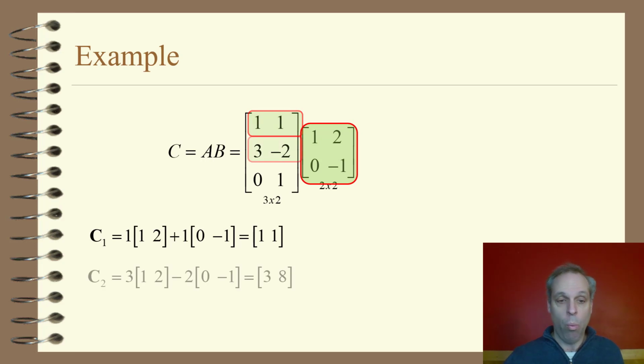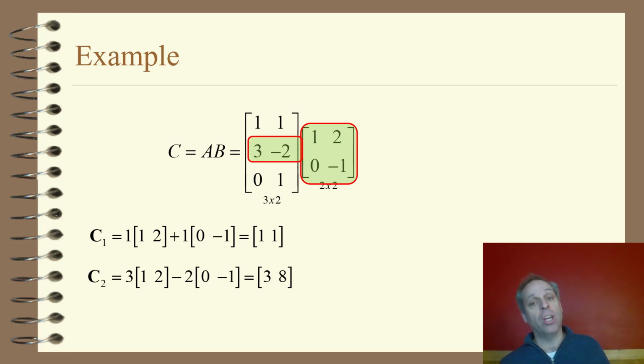I want to know then what is the second row of the product. So take the second row of A and just multiply it to B. That will be a row vector times a matrix. You can see that as a linear combination of the rows of the matrix using the scalars in that row vector. I wrote it down. That should be 3, 8.